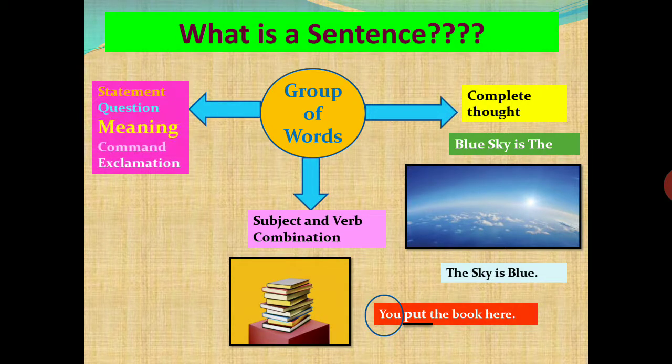The most important characteristic of a sentence is what it conveys in meaning. When we say meaning, it means whether it is a statement, or a question being asked, or a command being given, or an exclamation is used. Similarly, these three are the main characteristics for the formation of a sentence.